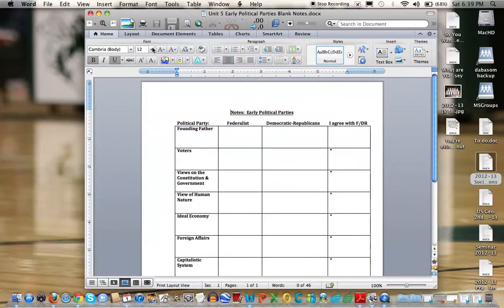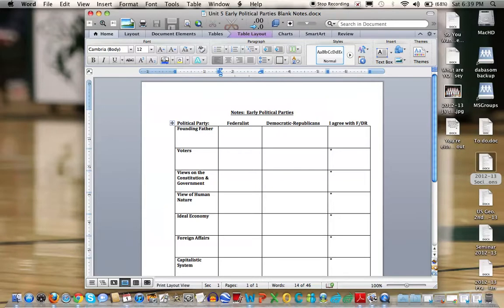Your quiz will be on Friday, and quite honestly, these two early political parties, which would be the Federalist Party along with the Democratic Republican Party, are going to be a big part of your quiz on Friday. So be sure that you are taking good notes here.